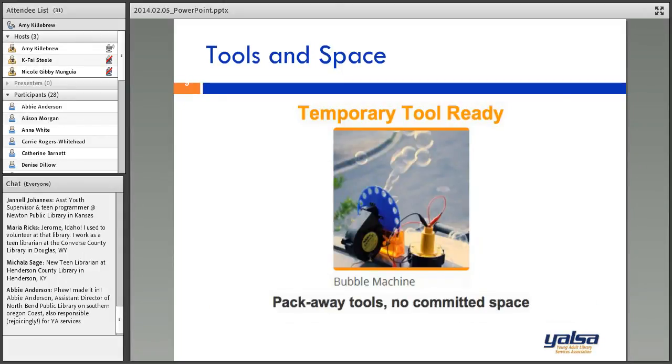The next category is temporary tool ready, and these are projects made with reusable or replenishable materials or using tools that can be packed away, like electronics kits, Arduino, soldering irons, sewing machines, and we see this as an area of great potential for libraries. So even if you maybe aren't doing these sorts of things, it might be something you could consider doing.